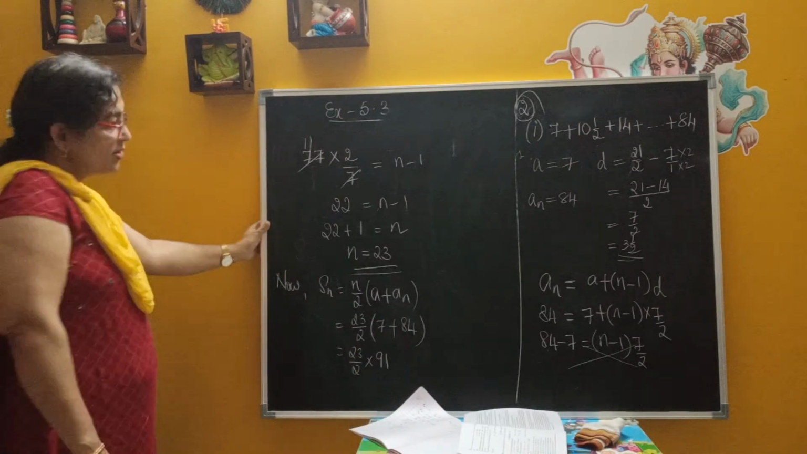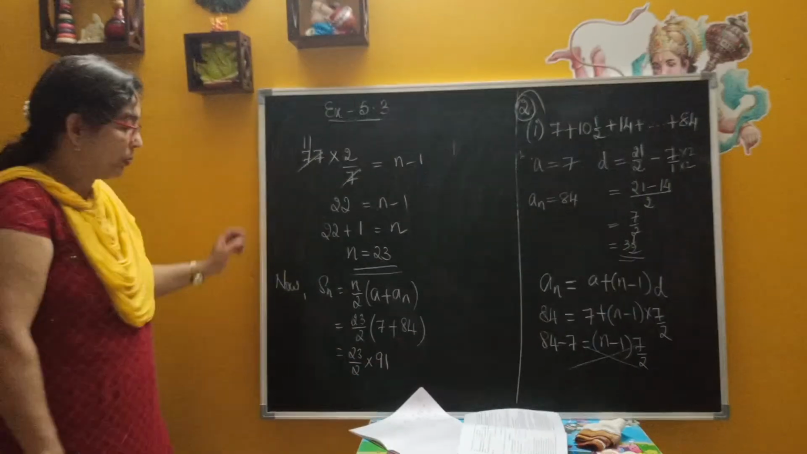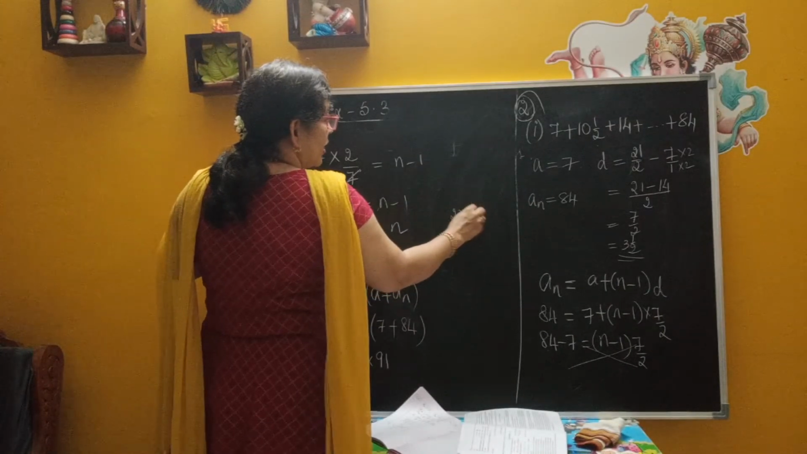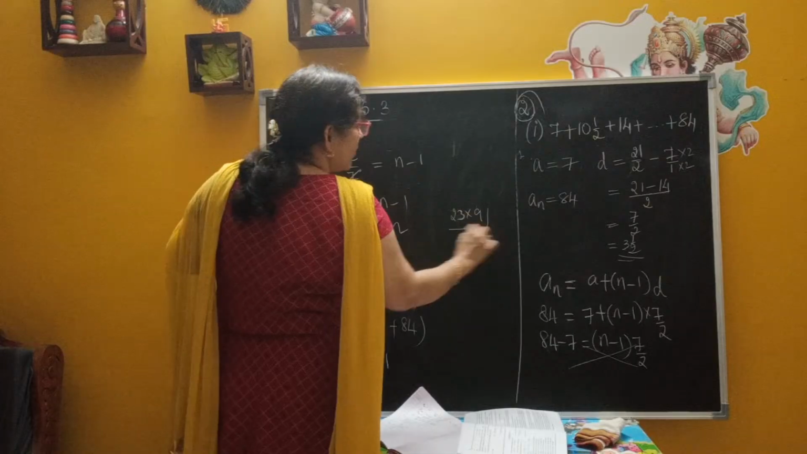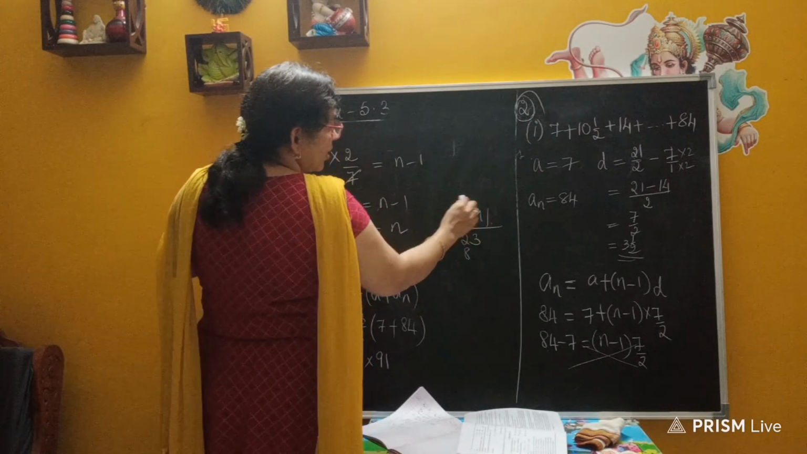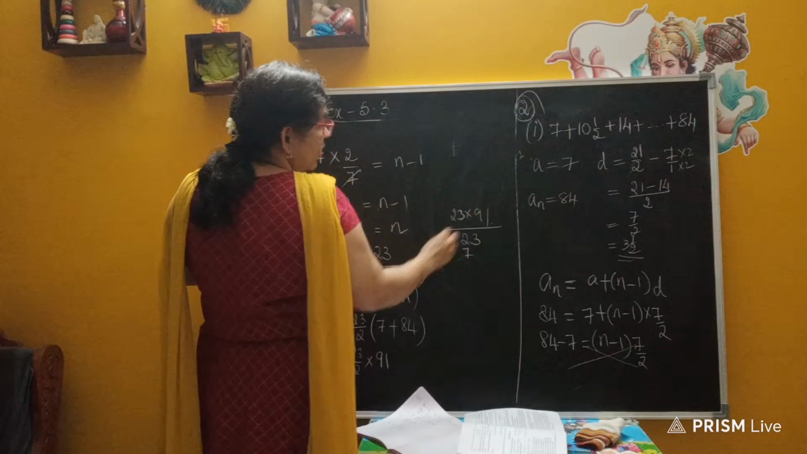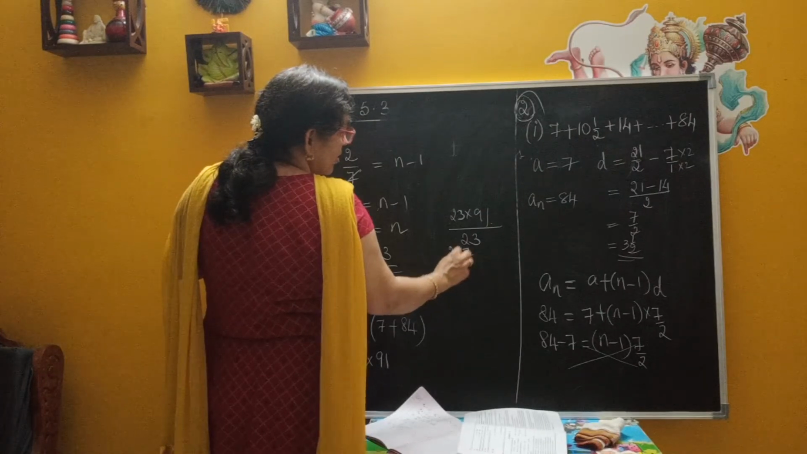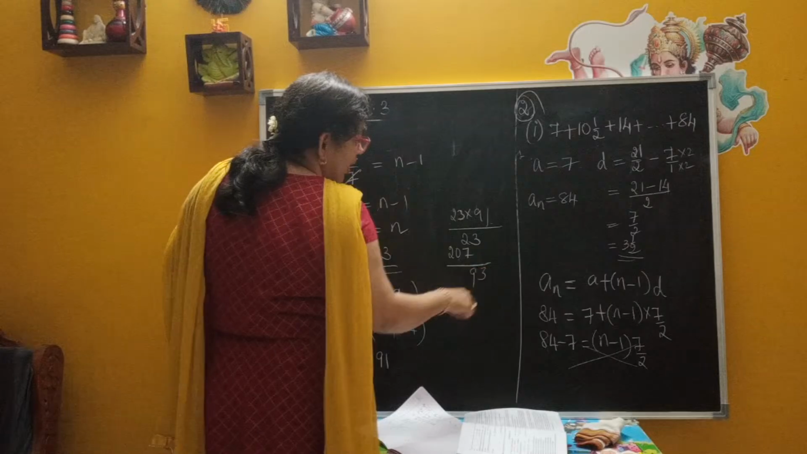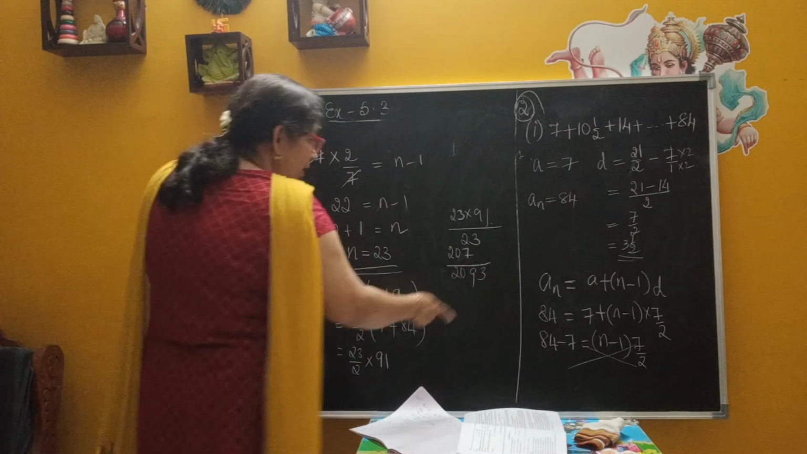So how do you find the value of Sn? Multiply 23 into 91 divided by 2. Okay, let us multiply it now. Yes, 23 into 91, in the working column you can multiply. 1 3s are 3, 1 2s are 2, 9 3s are 27, 9 2s are 18 plus 2 is 20. So we get 2093, divided by 2.